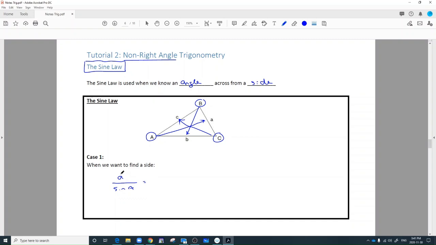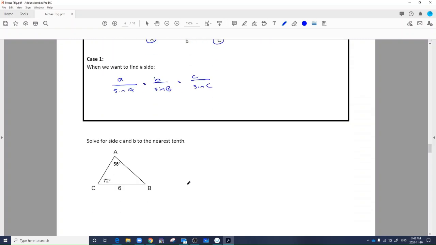Now, if I was solving for side A, I'd have to know side B across from angle B, or I'd have to know side C across from angle C. So you're only going to use two of these. So you'll say maybe A is to angle A as B is to angle B, or A is to angle A as C is to angle C. So you're only using one proportion, so one part of this equation. So let's look to see what that means.